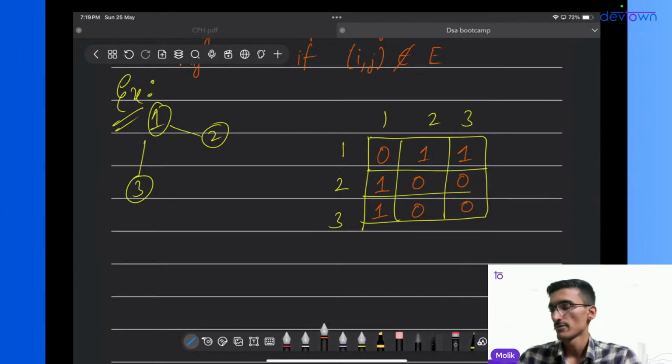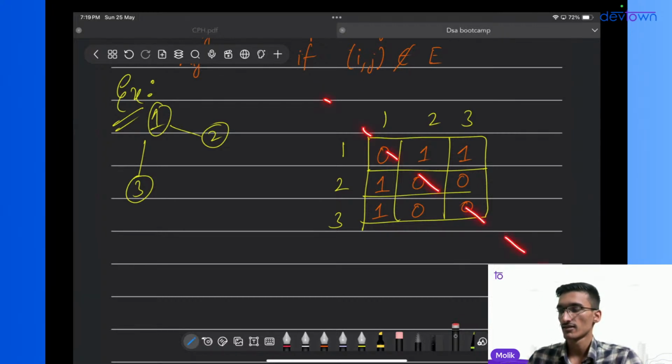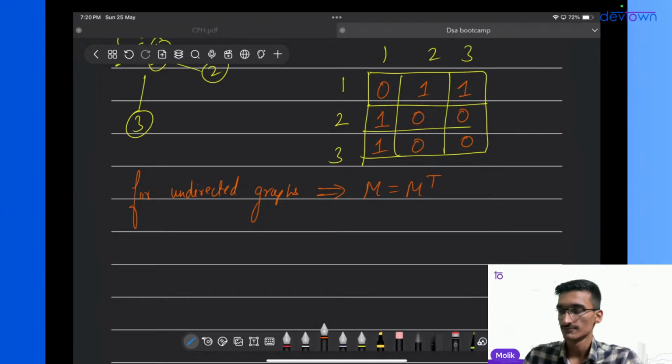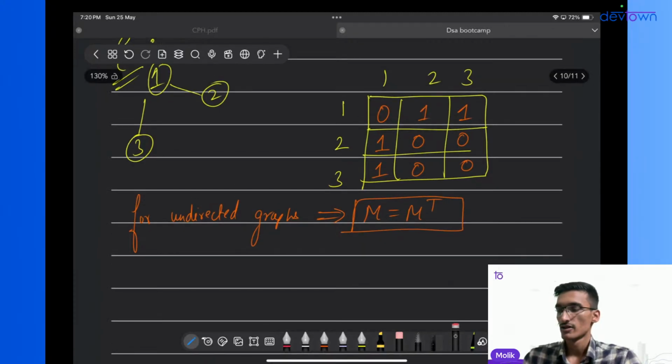Right? There is another fact you can see: for undirected graphs, M is equal to M transpose. You can see this, right? Because an edge from 2 to 1 and an edge from 1 to 2 mean the same in undirected graphs.